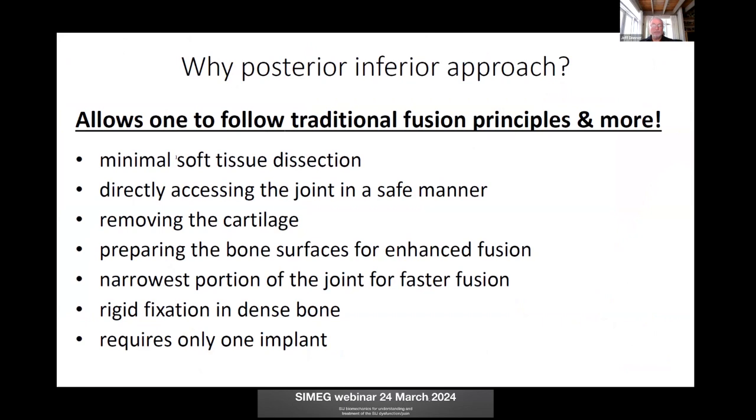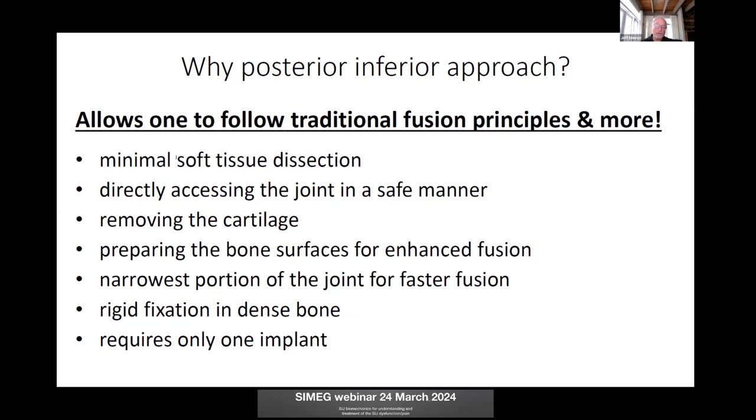And why the posterior inferior approach? Well, we believe this is the most ideal place, and I've been performing SI joint fusions for over 30 years, and I did several different techniques, anterior, lateral, Smith-Peterson. I tried a lot of things, and I found following basic orthopedic principles, just approaching the joint like Dr. Cross was talking about, an ankle or subtalar joint, to the joint cartilage to be able to remove that and apply orthopedic principles.